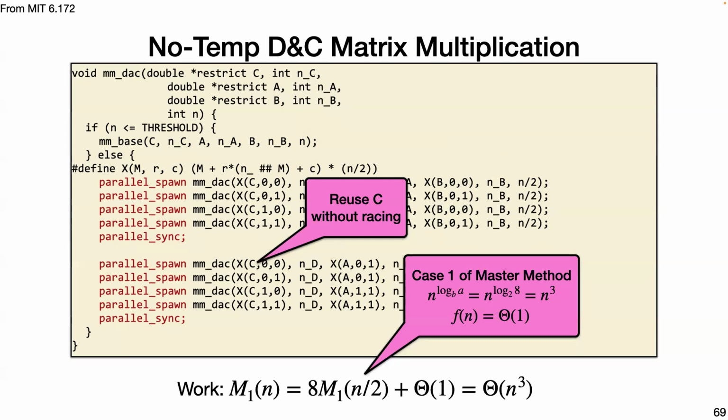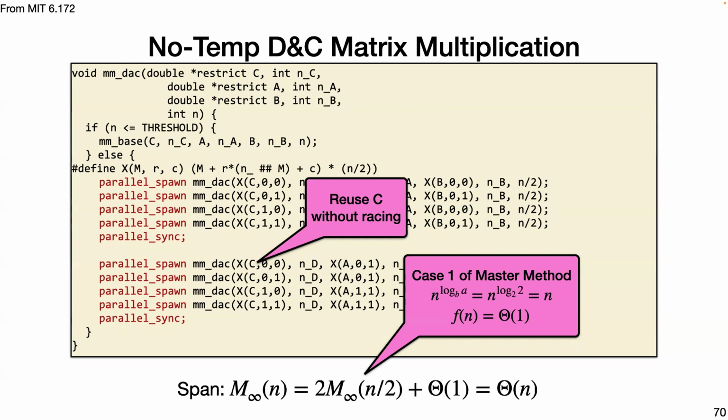The work is the same as before. Even though the recurrence is different, f of n used to be n squared and now it is 1. But it was in case 3 of the master theorem, so the leaves are still the main factor, and the work is n cubed. The span is now 2 times this thing, because previously we did all 8 in parallel, but now we're doing 4 and 4, so it's like 2, plus 1, so the span is theta n. Using the master theorem, the number of leaves is n, f of n is 1, so the number of leaves is the dominating factor.